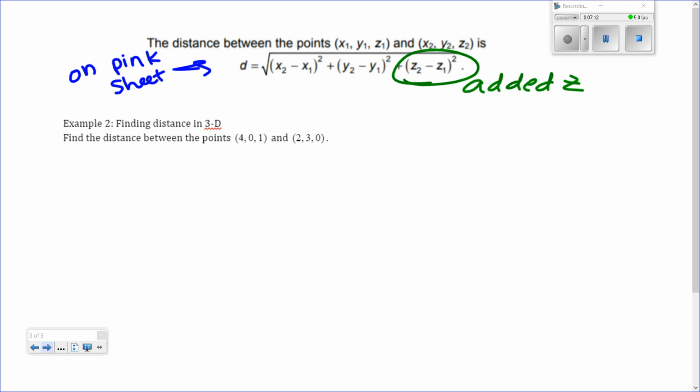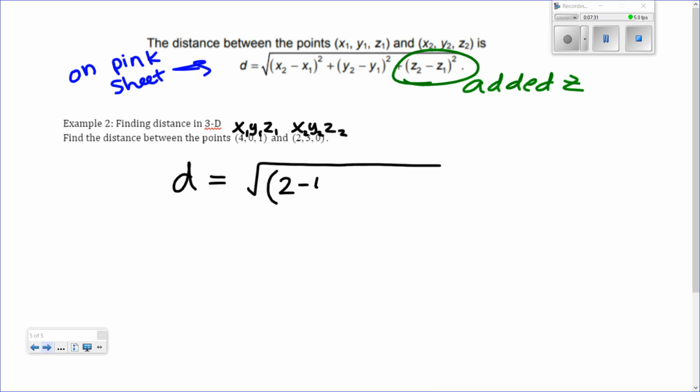So to find the distance between the 2 points in 3D, I'm just going to plug it right into the formula. D equals, I need to know which ones are my X, Y, and Z. X, Y, and Z. These can be 1s. These can be all your 2s. So I'm going to have the square root of (2 minus 4) squared, plus (3 minus 0) squared, plus (0 minus 1) squared.